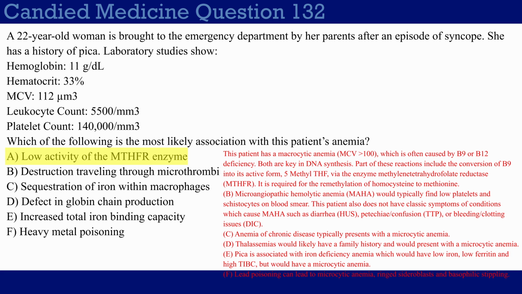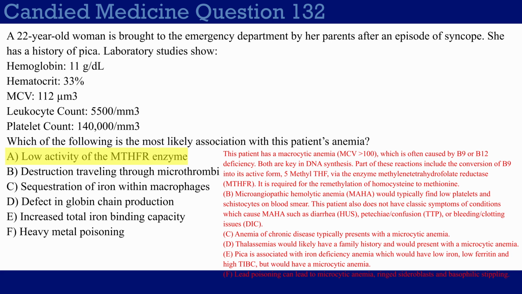So as far as this question goes, pica is actually pretty strongly associated with iron deficiency anemia. But as I've said again and again, you wouldn't really see a macrocytic anemia in iron deficiency anemia. You would have low iron, low ferritin, high TIBC, and a microcytic anemia.